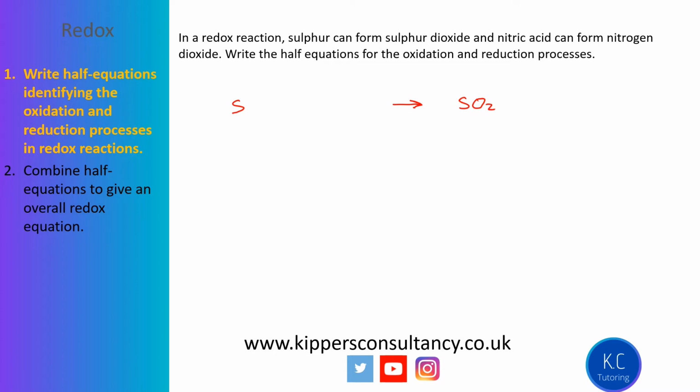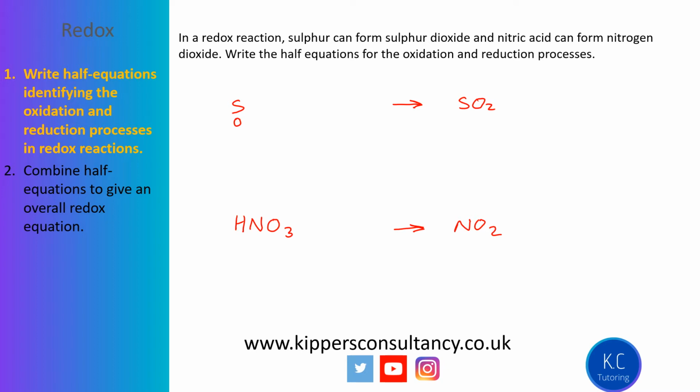I'm also going to write nitric acid, and we should remember from earlier chemistry that nitric acid is HNO3, and we know that this will form nitrogen dioxide, which is of course NO2. We now work out the oxidation states. Well, let's start with sulfur. Sulfur's oxidation state is 0 because it's an element. So all elements have the oxidation state of 0.